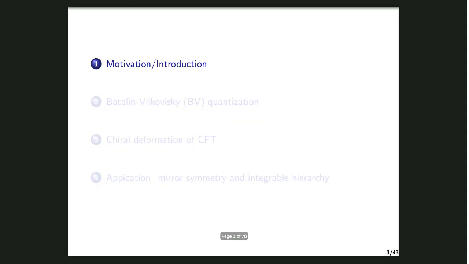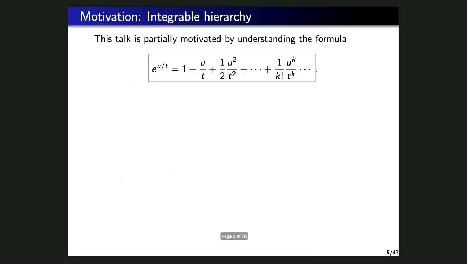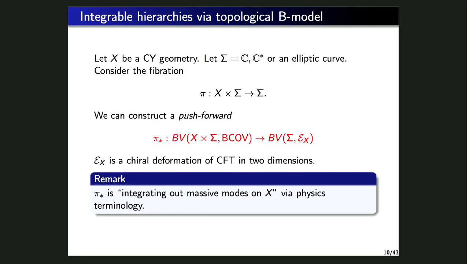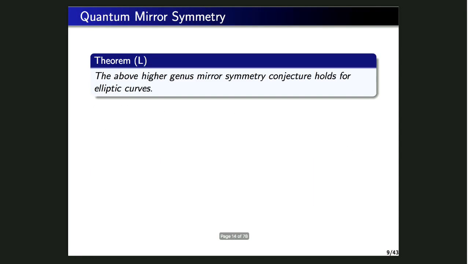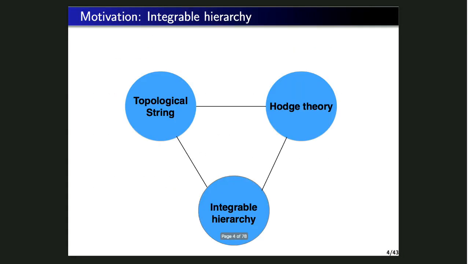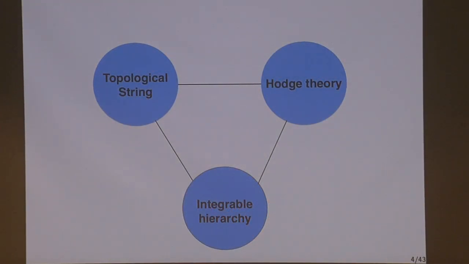So let me start with the motivation. The motivation comes from trying to understand the relationship between this triangle: topological string and Hodge type theory, and integrable hierarchy. And we know this kind of integrable hierarchy appears universally in this story for Gromov-Witten type theory. So we want to understand what's happening here from some kind of Hodge type theory.